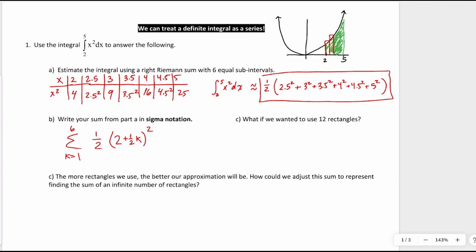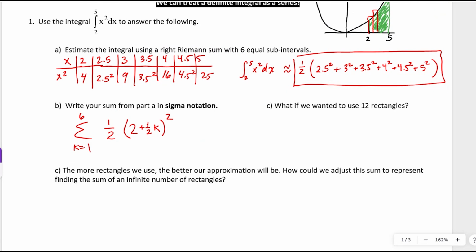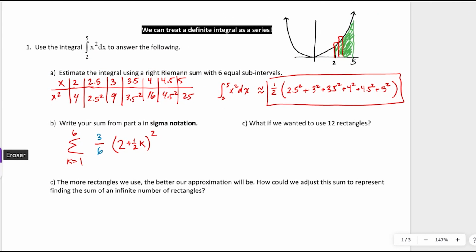So perhaps instead of writing 1/2 here, back on letter B, just for the sake of seeing where everything's coming from, let's write this instead as 3/6. It's still 1/2, but I feel like these numbers are going to be a bit more meaningful. The 3 is coming from the difference between the upper and lower bounds, and the 6 is coming from how many intervals you're using.